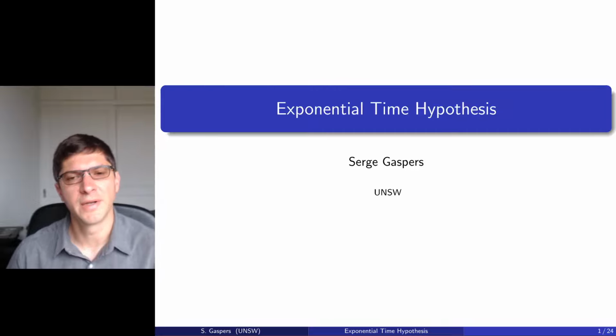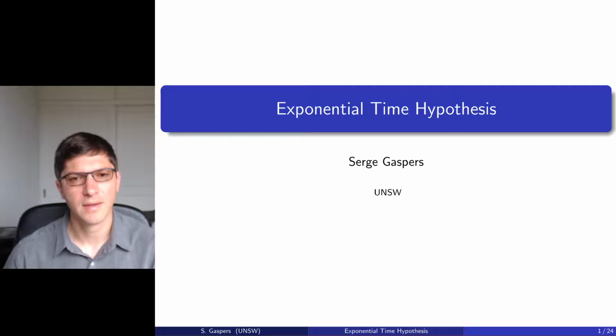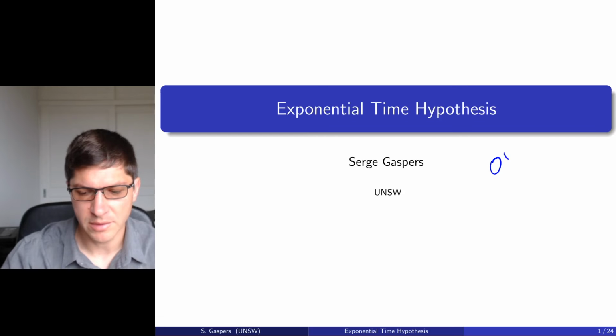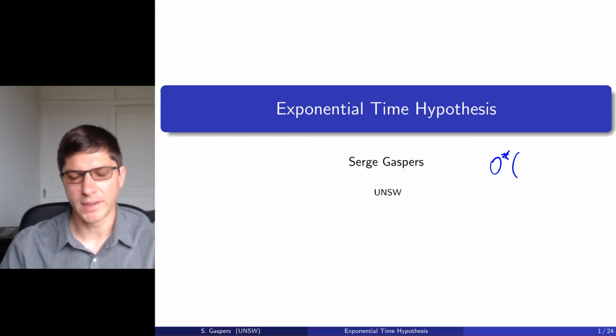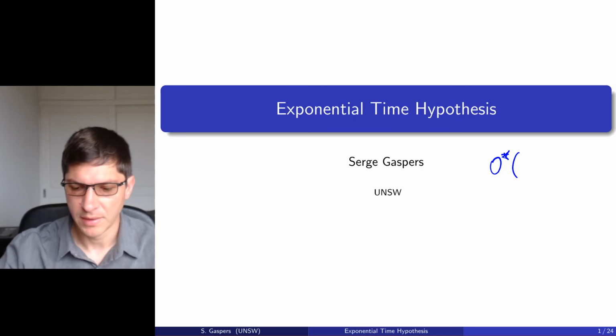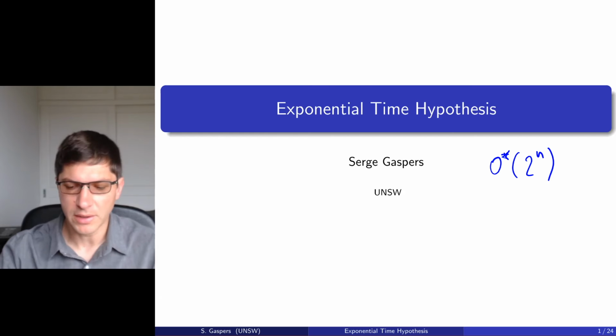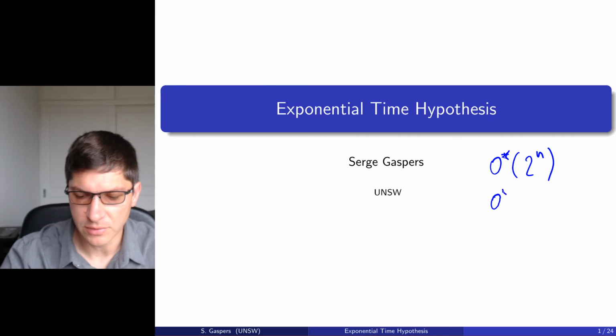This lecture is on the exponential time hypothesis. For some problems that we have seen, we have established algorithms, and usually we denoted running time with the O star notation. So let's say our brute force algorithm has running time O star of 2 to the power n, and then we're able to improve this to maybe O star of 1.5 to the power n.